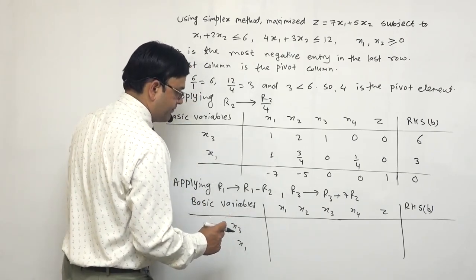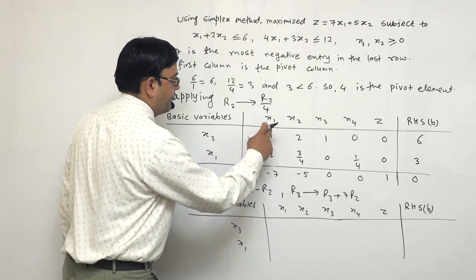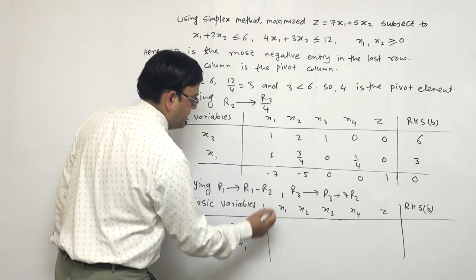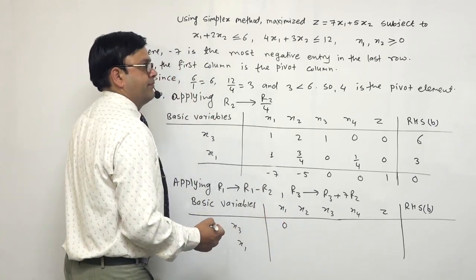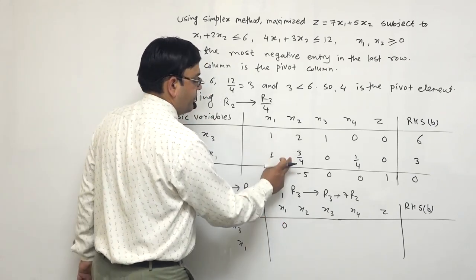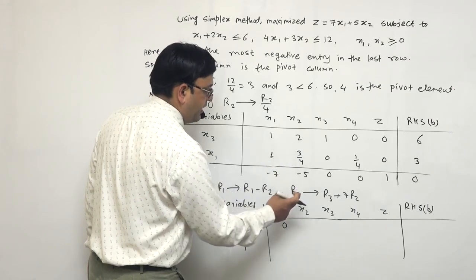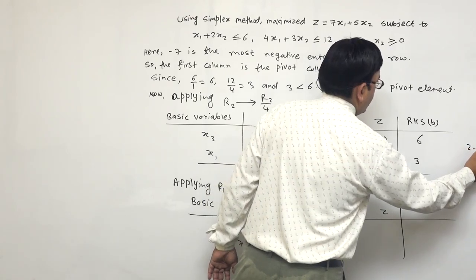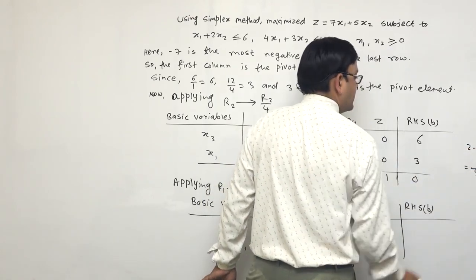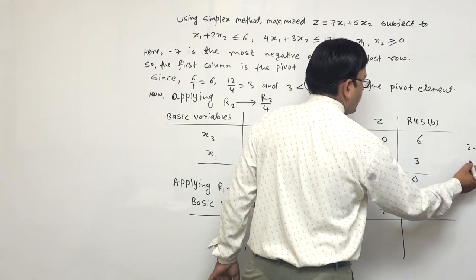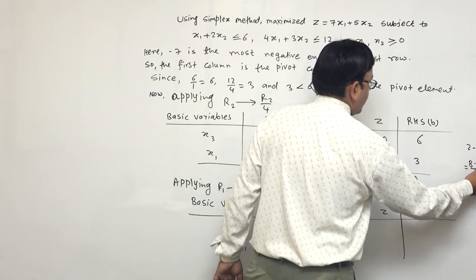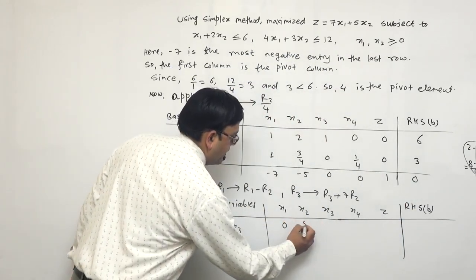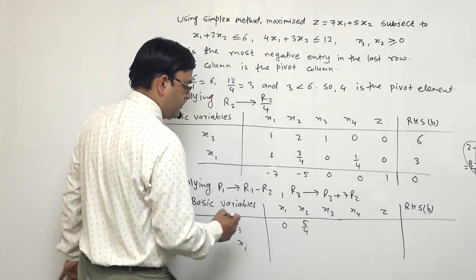First we have to make it 0, so 1 minus 1. R1 minus R2 means this minus this is 0. 1 minus 1 is 0. And this minus this, 2 minus 3 by 4 means we look it here, 2 minus 3 by 4. It means for LCM, 4 times 2 is 8. 8 minus 3, it means 5 by 4. So this one is 5 by 4.